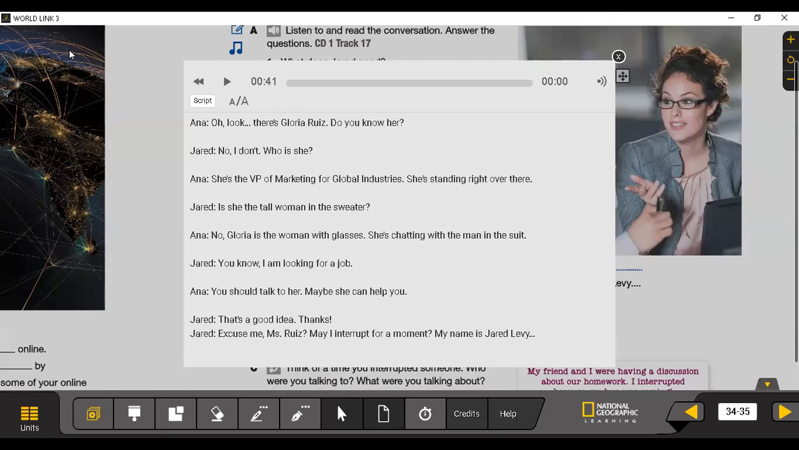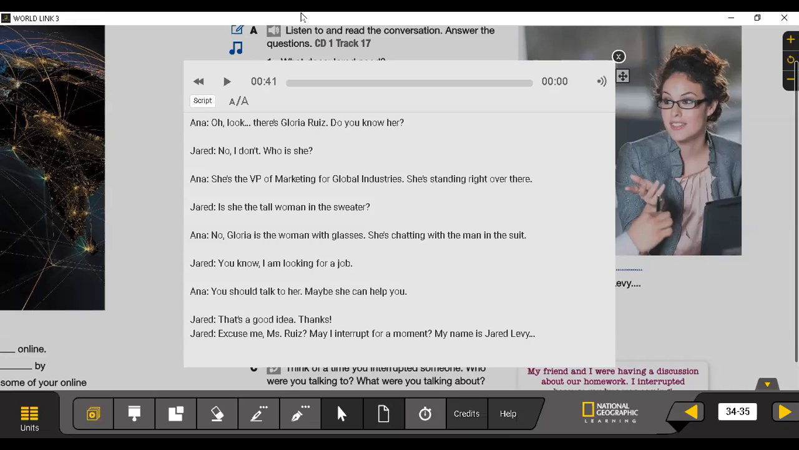She's chatting with the man in the suit. That is what the person is doing. That's excellent. And she's standing right over there. That is about location. Very good. Location. Standing. Now, two volunteers to practice the conversation.